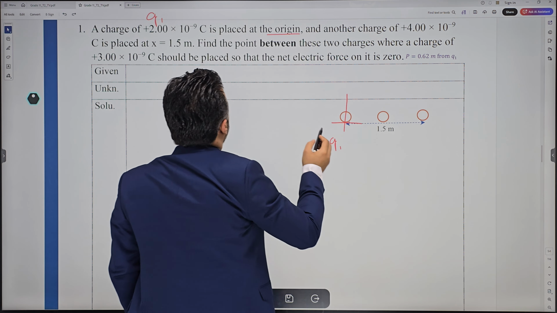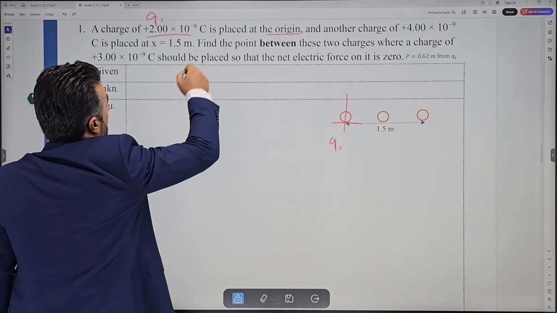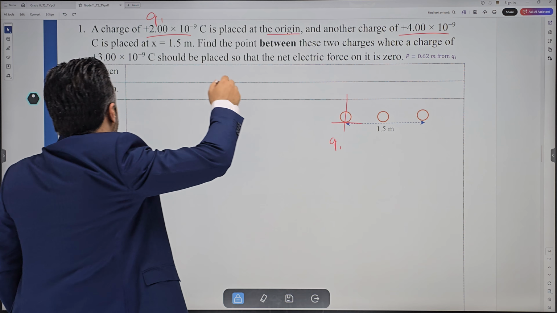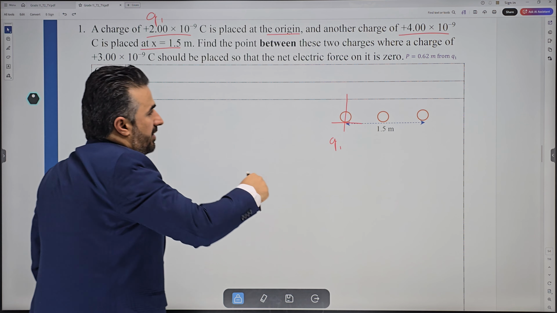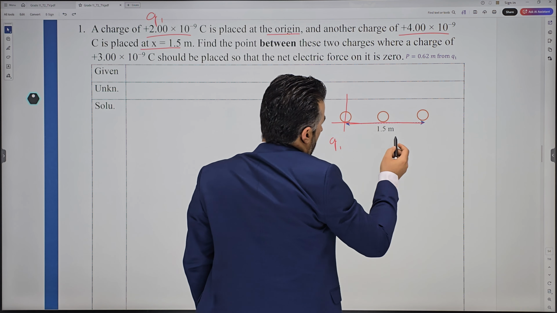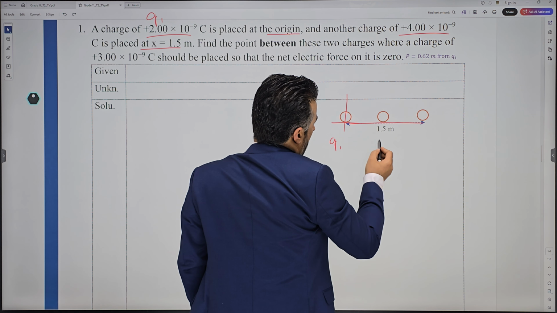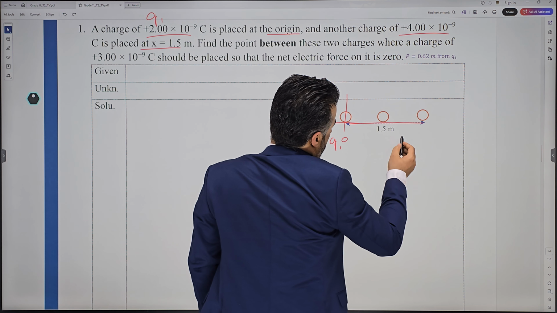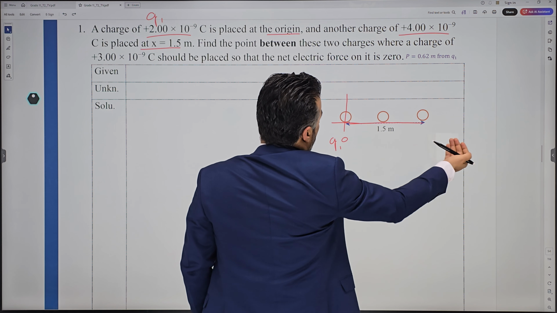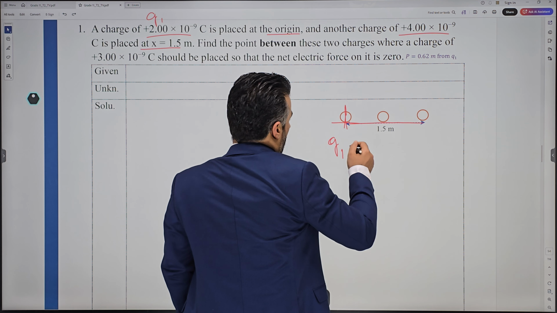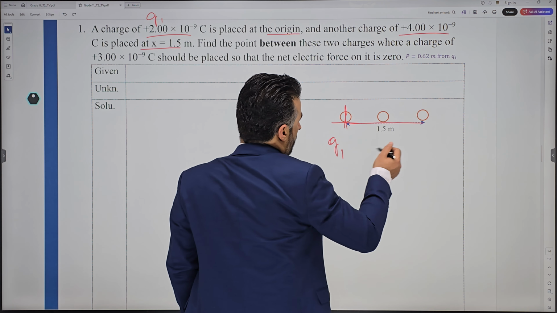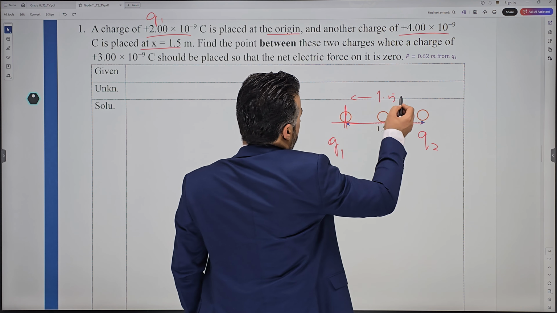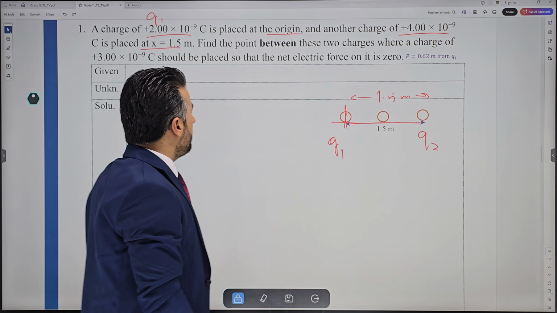The value of Q1 is 2 times 10 to the power negative 9. And another charge of 4 times this is placed at x equal to 1.5 meters. So there is another charge in here. Let's say this is 0, this is 1, and let's just say this is 1.5. So this is Q1 and this is going to be Q2. The distance between the two is just going to be 1.5 meters.